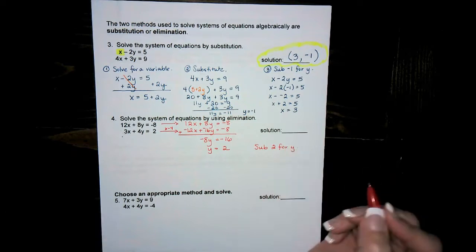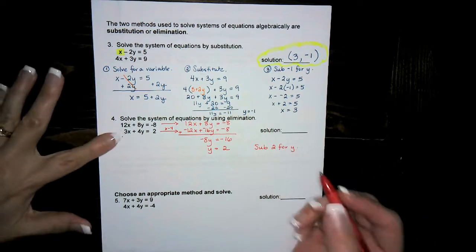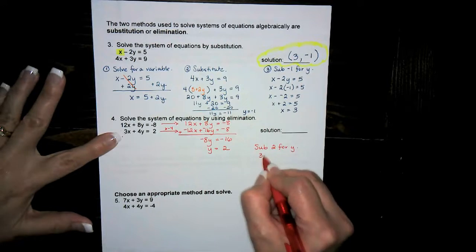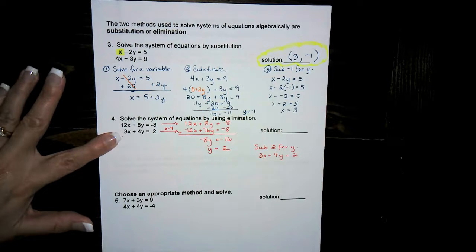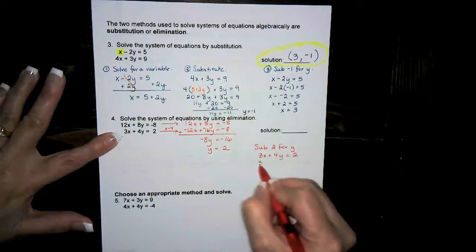You get to choose whichever equation you want to do that in. I'm going to do it in this second one just because it looks a little easier because it has smaller numbers there. So let me do that. I'm going to put a 2 in place of the y.